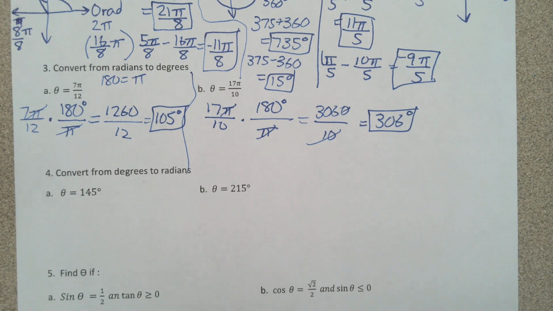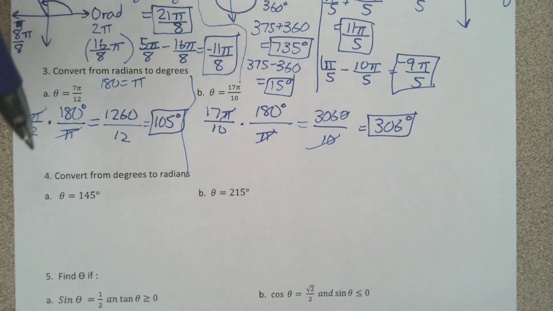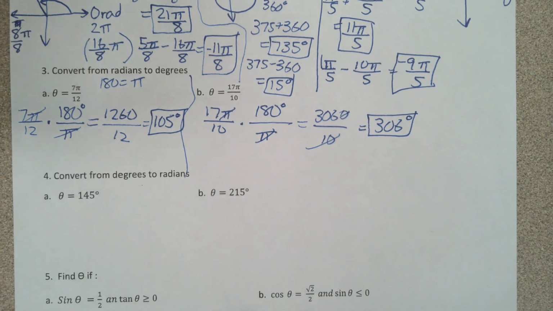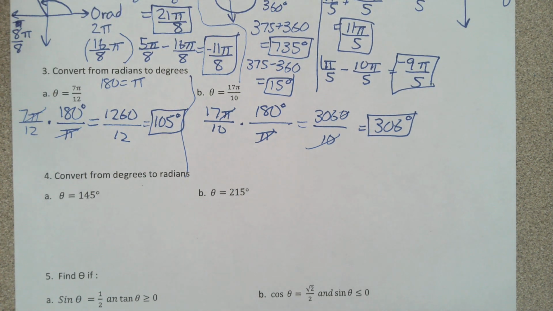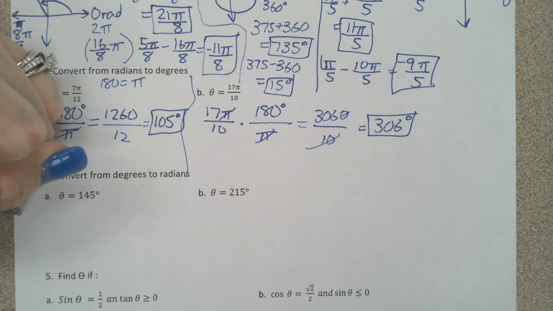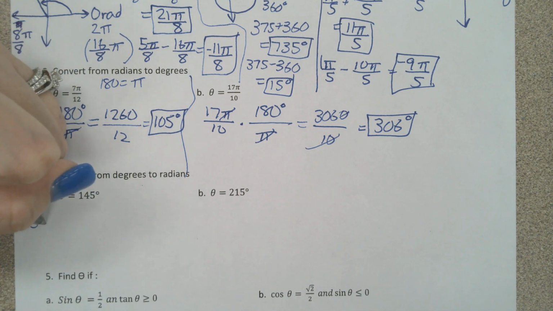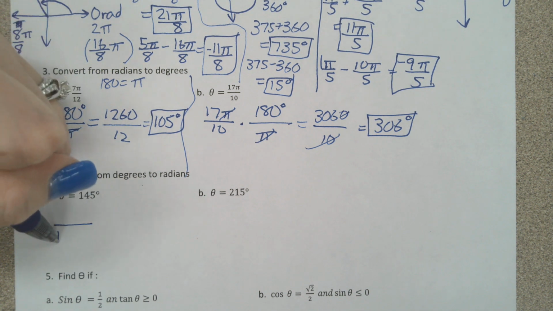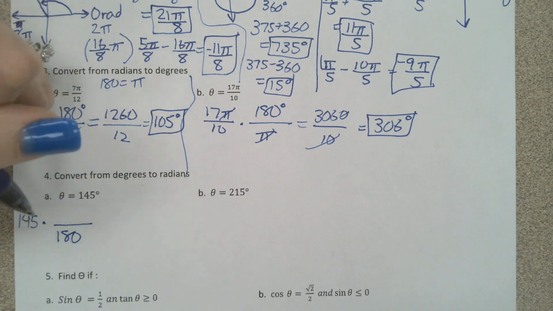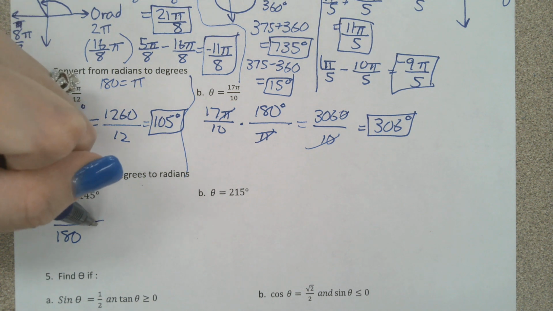These don't come out as pretty. Number 4, convert from degrees to radians. This time we're going to multiply by pi over 180, because now I have degrees and I want radians. So we have 45 times, I have degrees, so I'm going to put 180 on bottom to get rid of it. Put the pi on top to create radians.